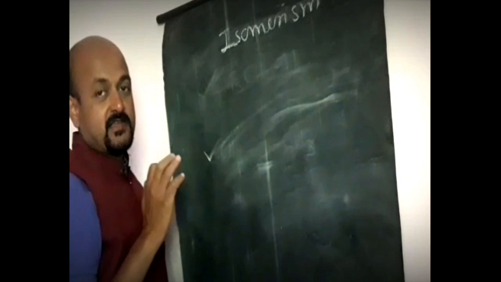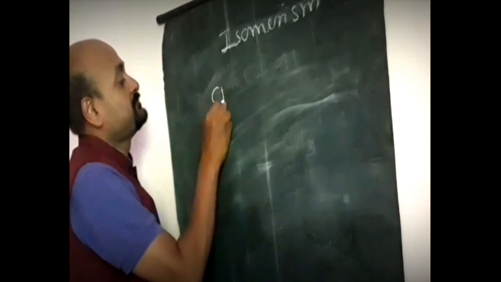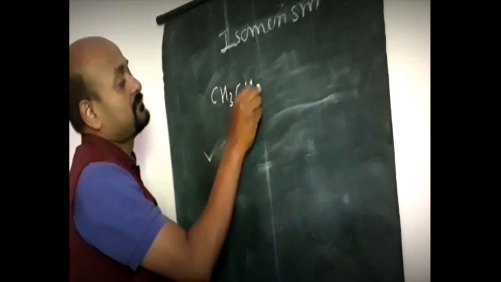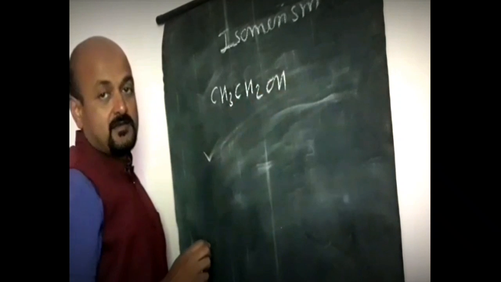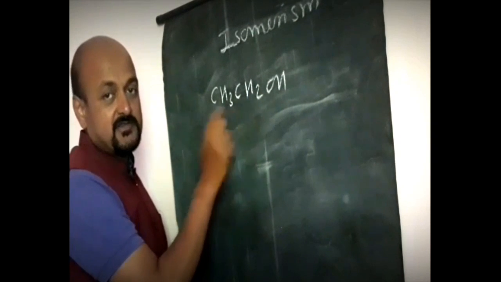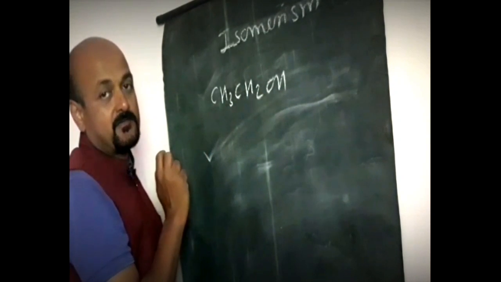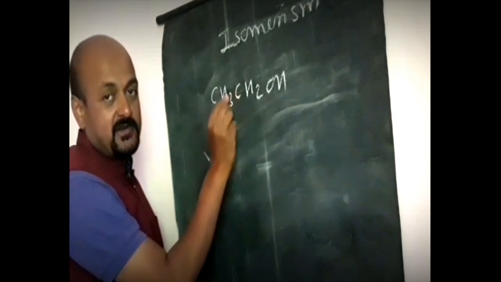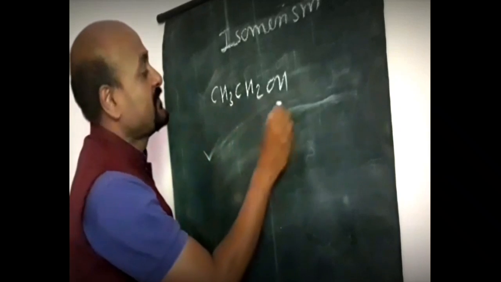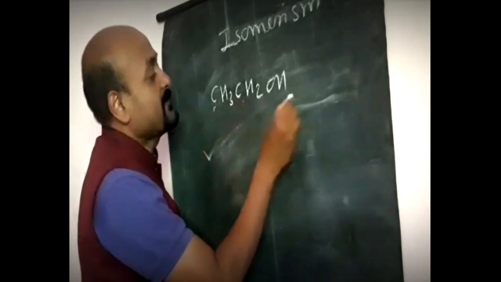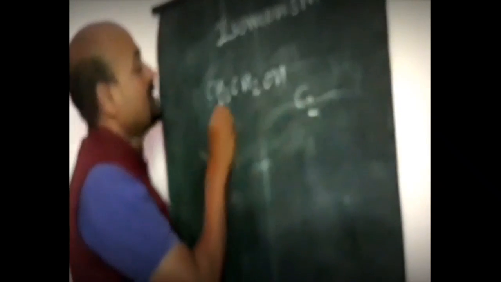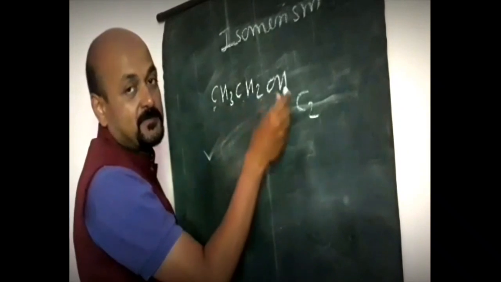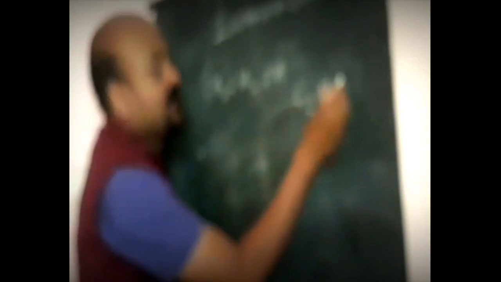Now, first of all, let us take an example. As you know, the name of this compound is ethanol. Now just count the number of carbon, hydrogen and oxygen. So here there are two carbons, 3 plus 2 plus 1, that means 6 hydrogens, and 1 oxygen.